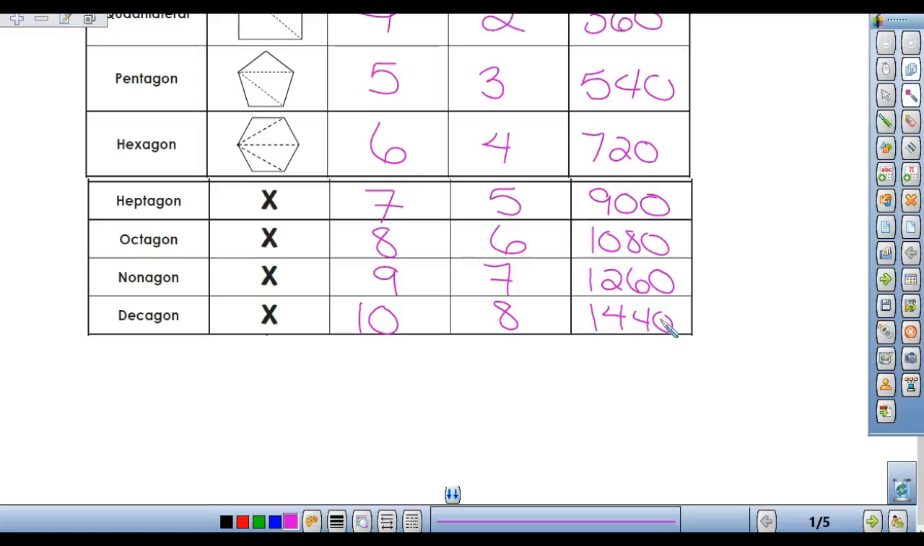Anybody know what 12 sides is? A dodecagon, that's my favorite. That's what I have.